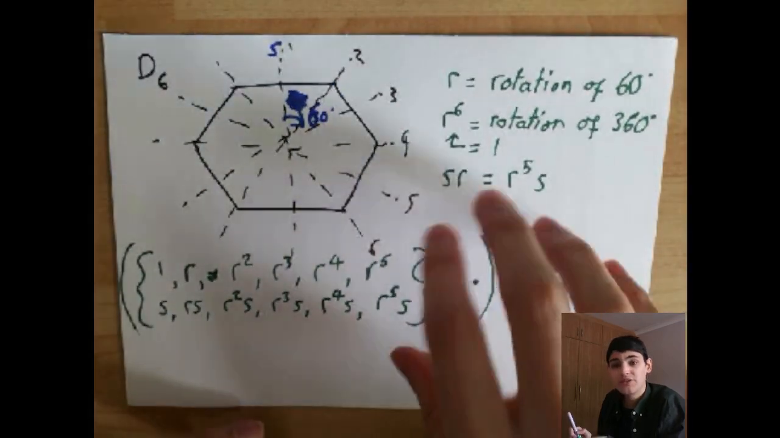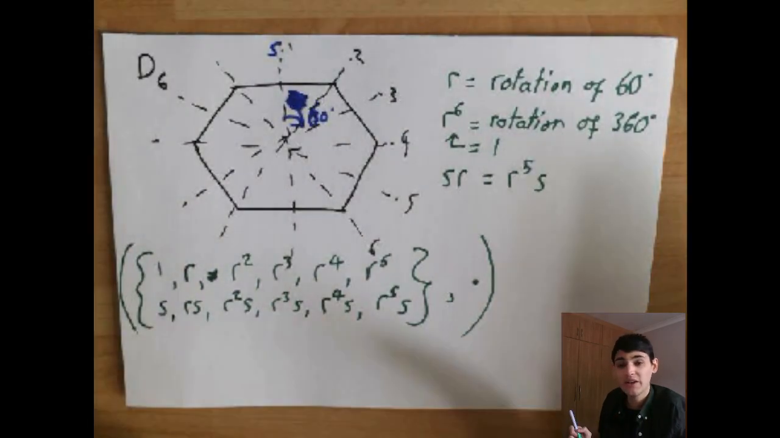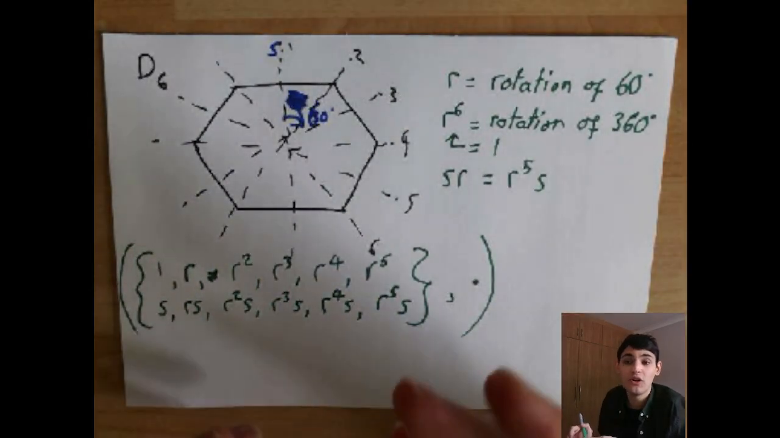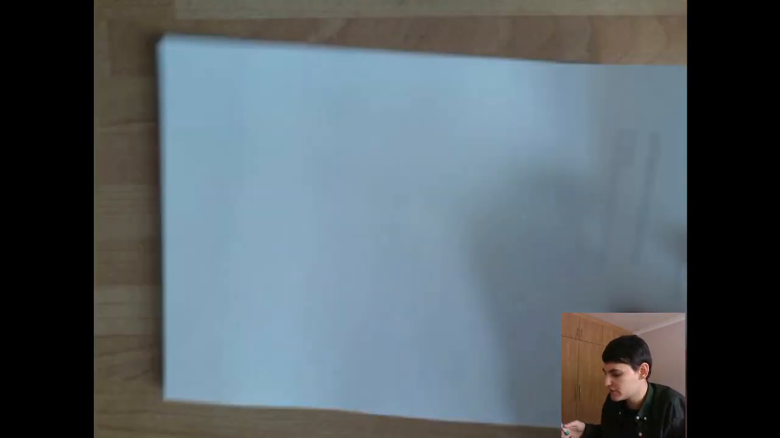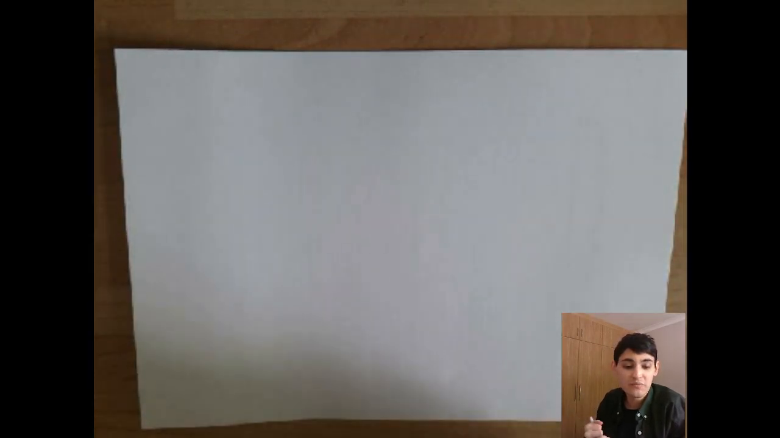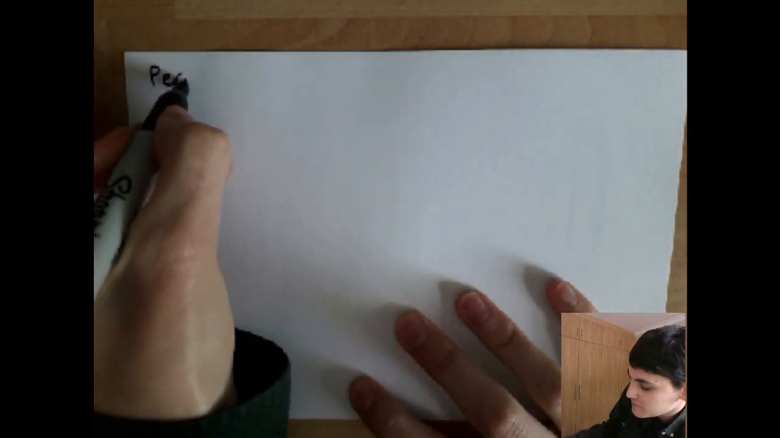And if you follow these rules, then you keep a group. You've got a group again. So that's another group, the dihedral group, or symmetries of a hexagon. Don't worry, this is the penultimate example. And this is permutation groups.